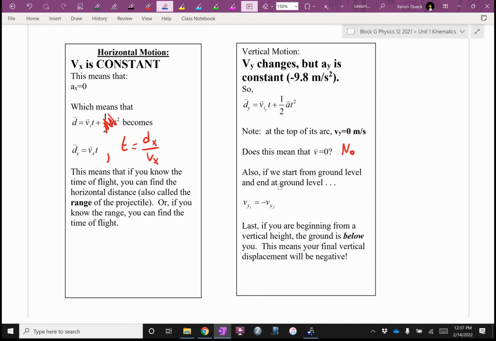Okay? Oh, last thing. If you're starting from a cliff, the ground is below you, and so you have to make any height they give you negative, because your vertical displacement, you are ending up below where you started from.